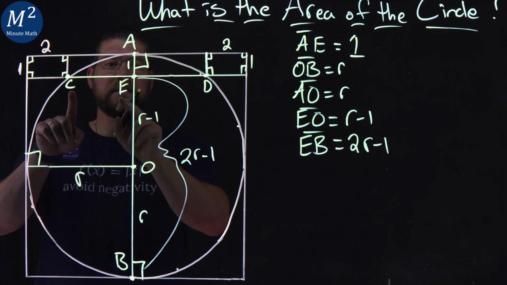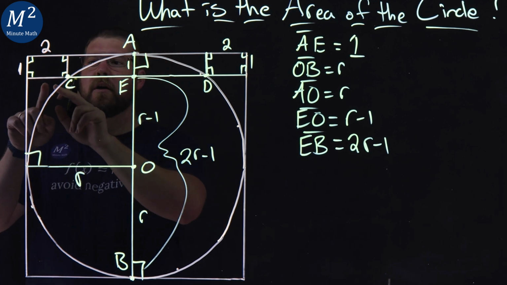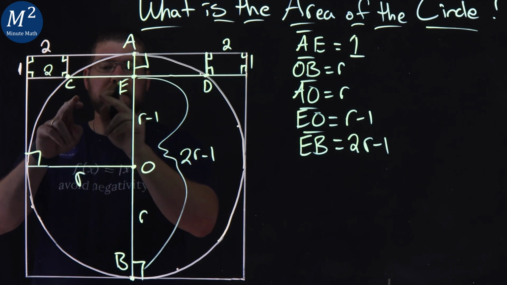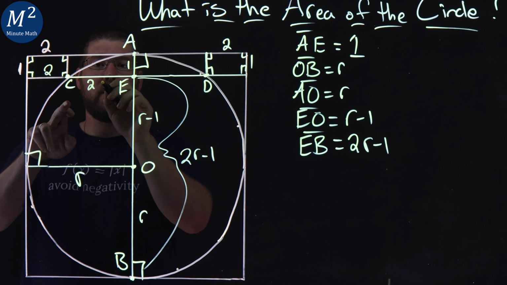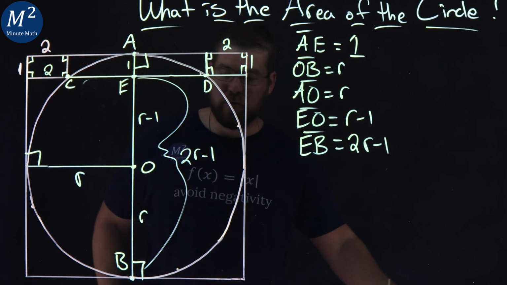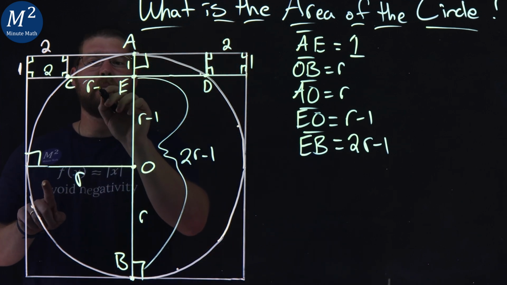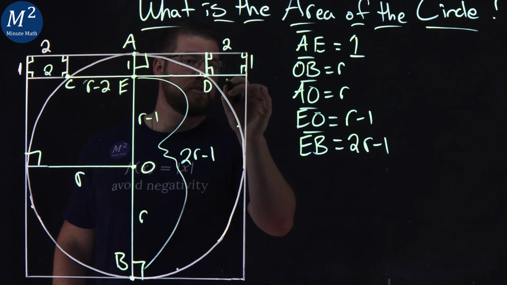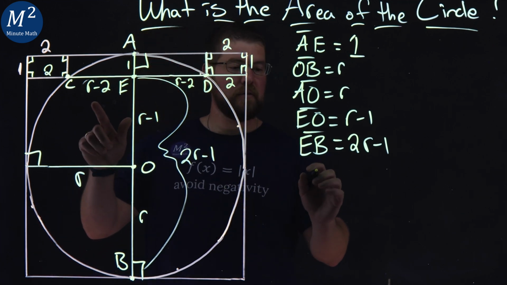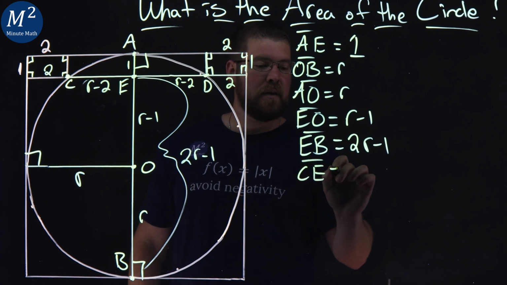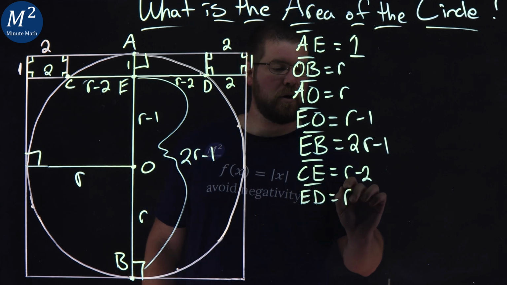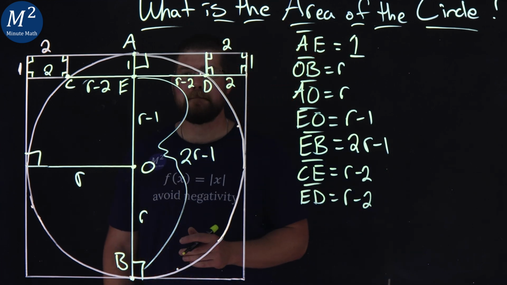what's the length of CE. Well, if this length here is a 2, because it's a rectangle, CE would be R minus that length of 2, because it's equal to this length, R minus a 2. Same thing happens here. We have a 2 right there, and so we have an R minus a 2 here. So R minus 2 is the length of CE, and ED is equal to R minus a 2, okay?